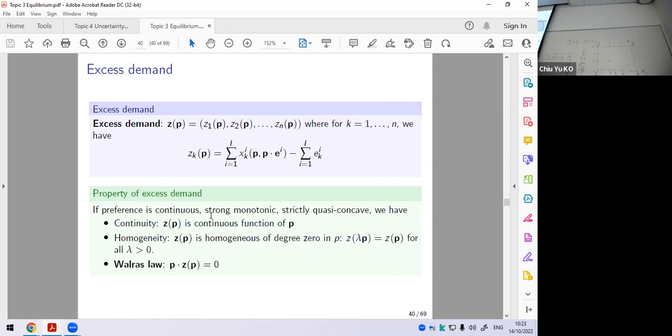Because you take the sum of the prices, right? You give me any p, and I consider lambda to be the sum of the p's, and you divide, then it must be 1. Is that clear? Maybe this is easier to see: 1 over the sum of the p's, then you multiply by the original p, then the sum must be 1. Is that clear? So that's why we can normalize the sum of the prices to 1.